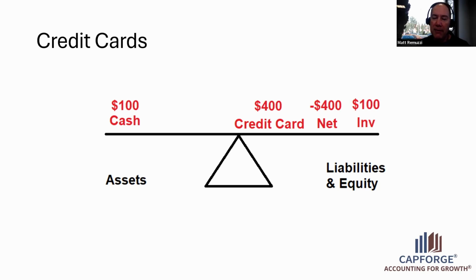Right. So now you do your profit and loss. So far, no income, $400 of expenses. That means your profit so far is minus $400. And that goes on the balance sheet. 400 credit card debt, minus $400 net profit, $100 original investment, everything balances.